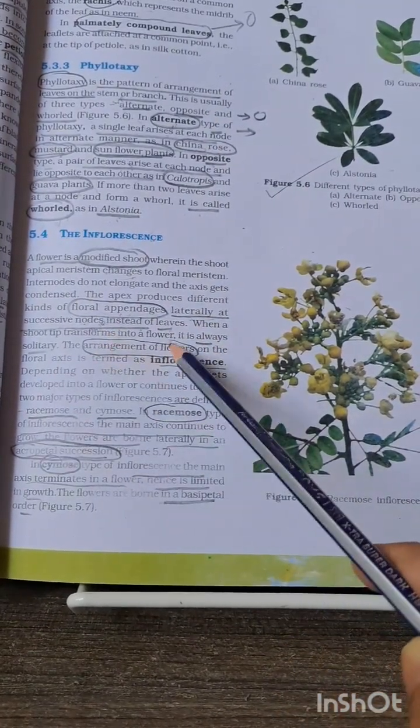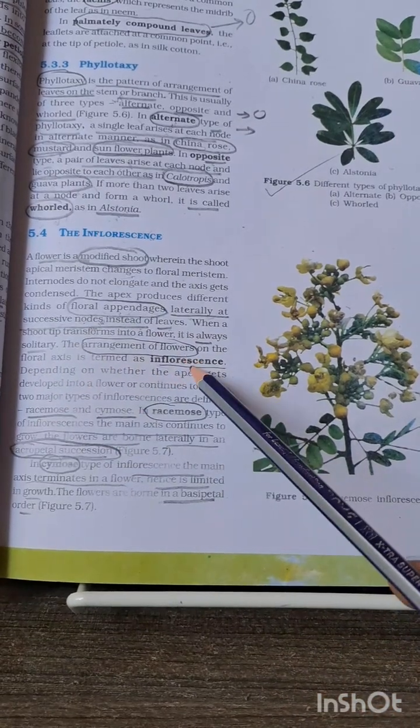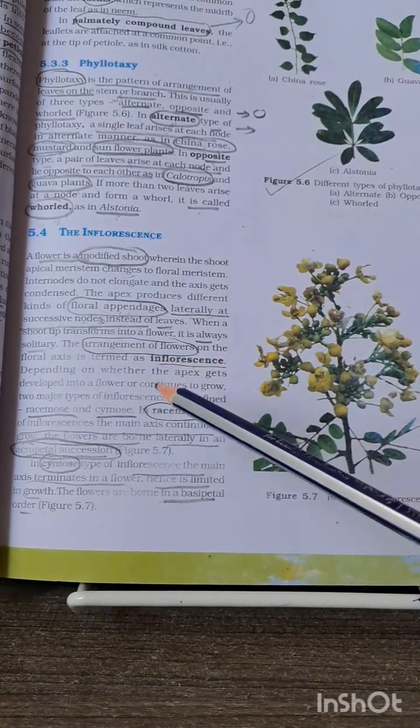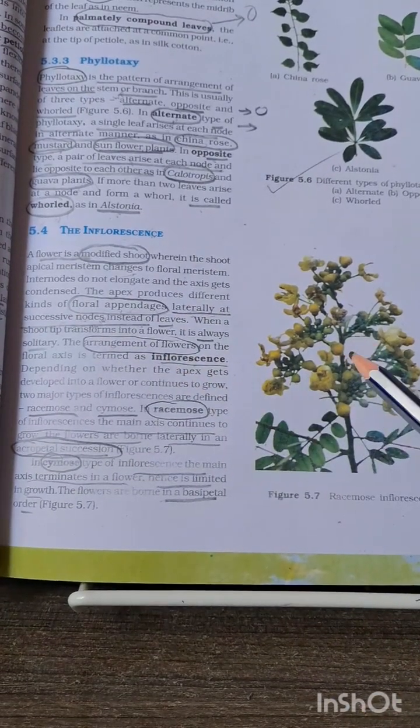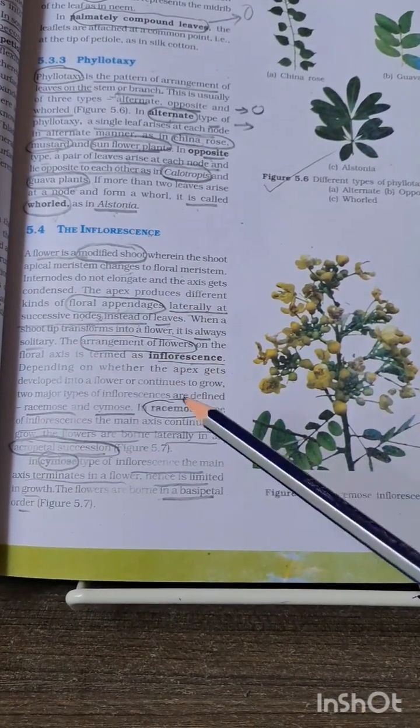The arrangement of flowers on a floral axis is termed as inflorescence. The definitions of all these, phyllotaxy, inflorescence, venation, are very important and have been asked multiple times. So you have to be very clear about that.